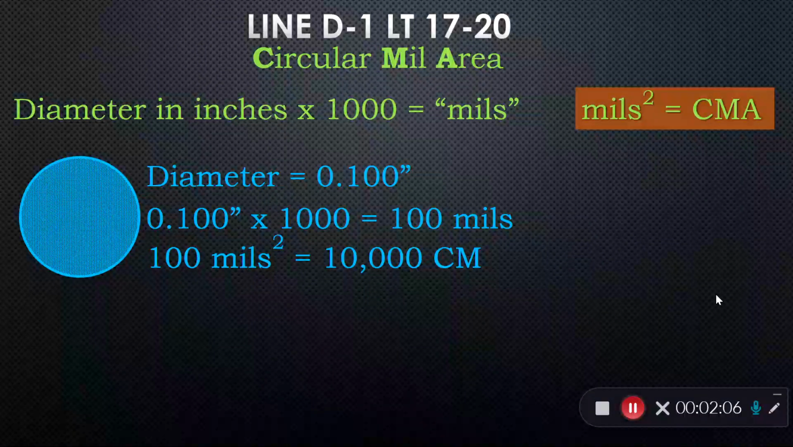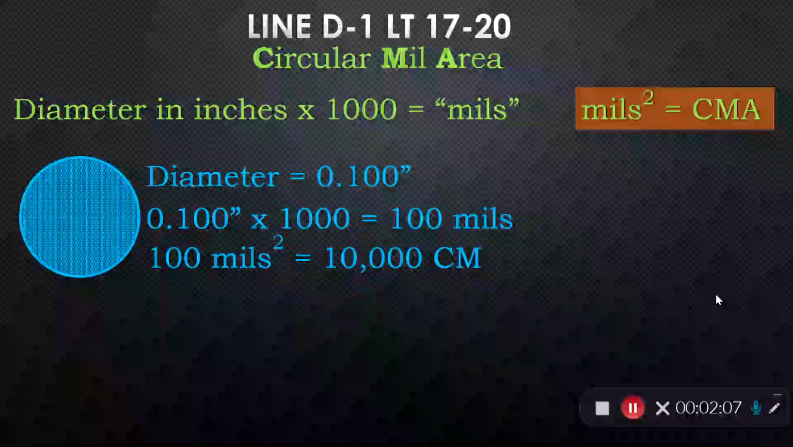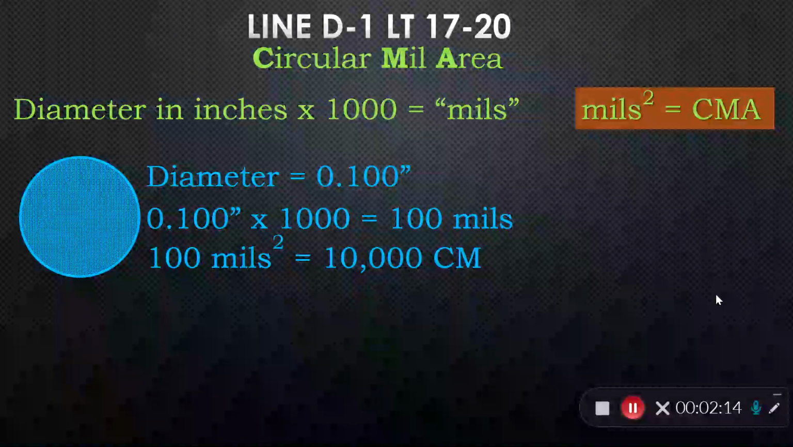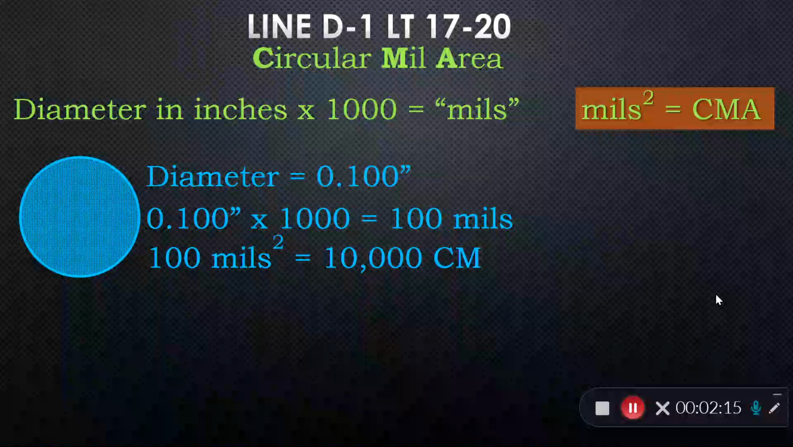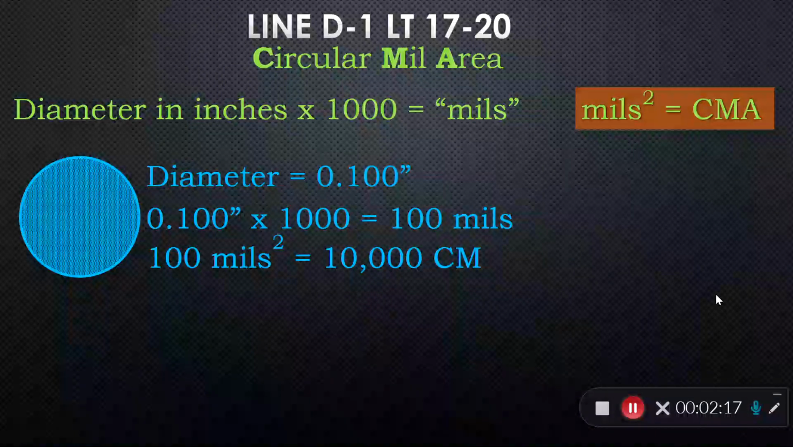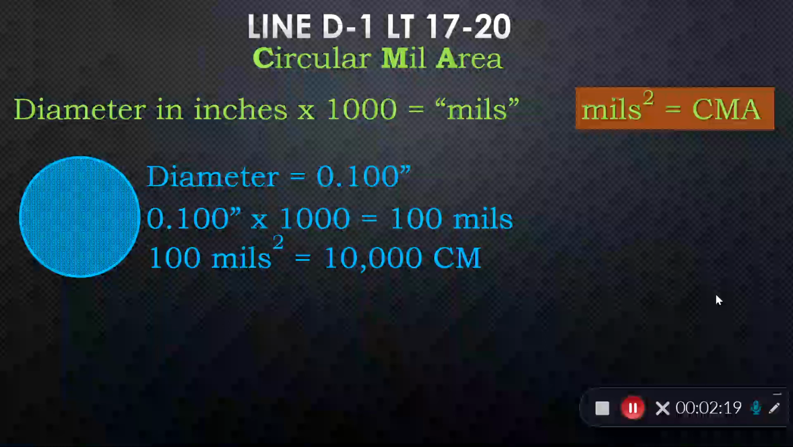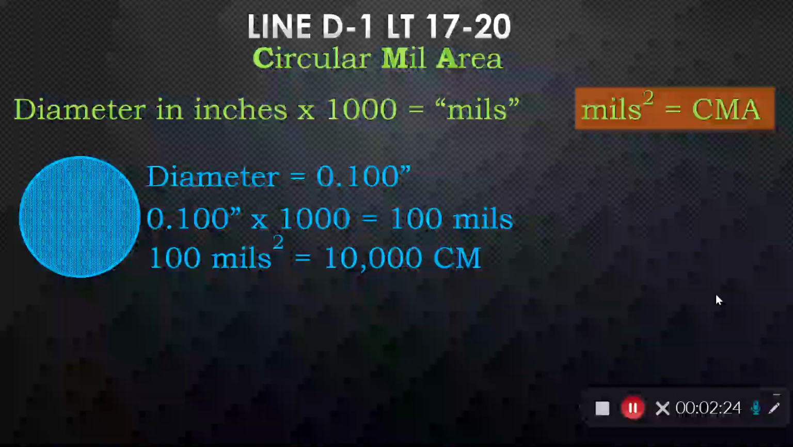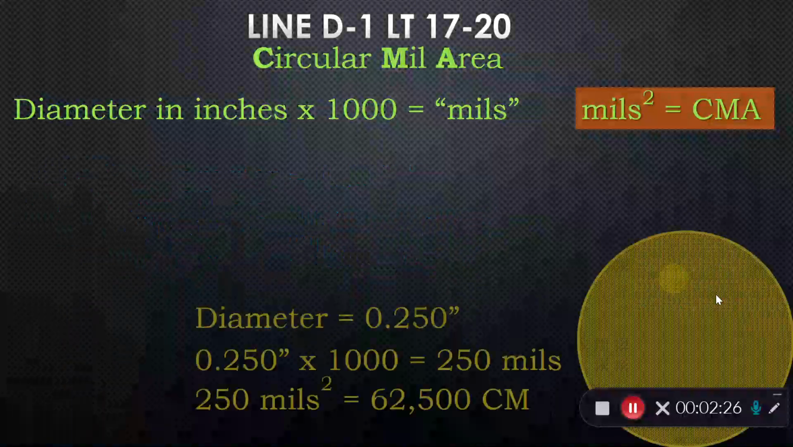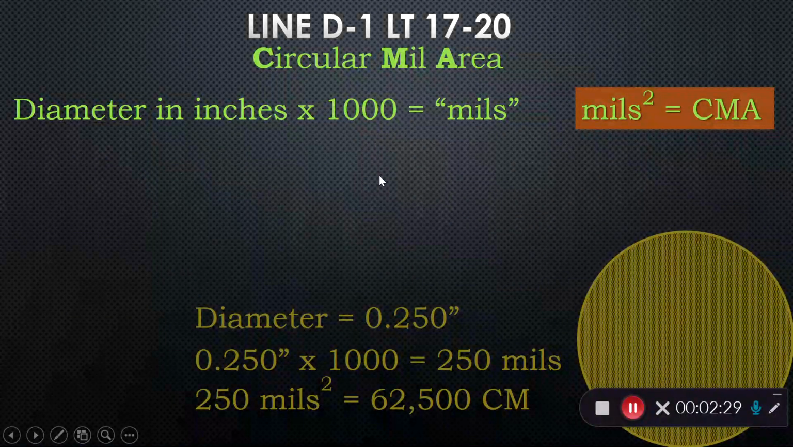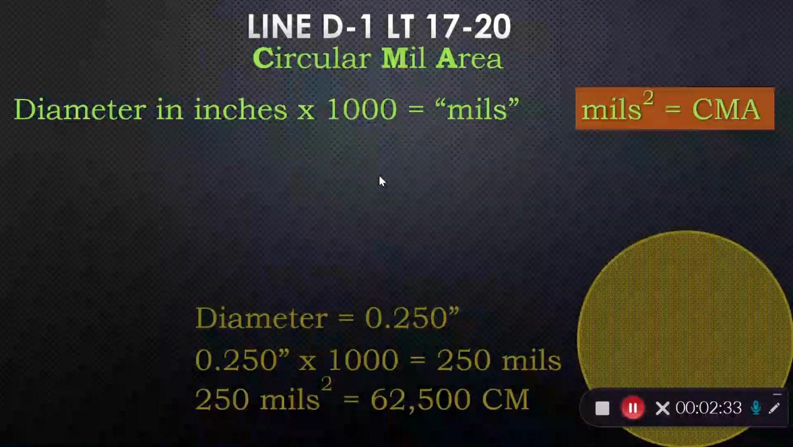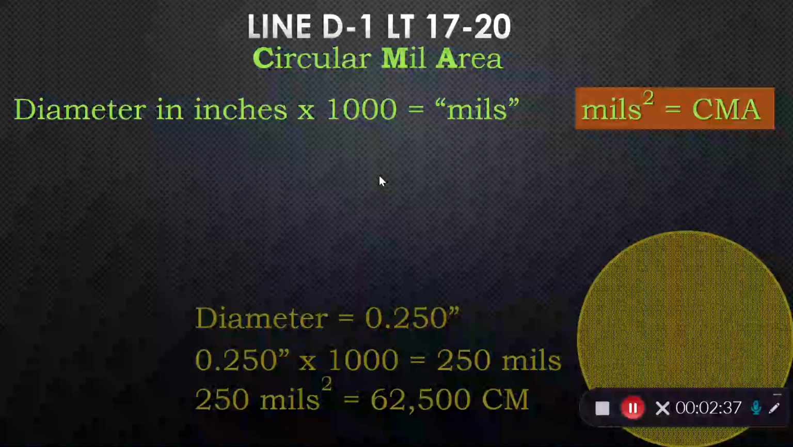So here's a diameter of 0.1 of an inch converted into CMA. We'd multiply it by 1,000 first to get into our mils, thousandths of inches, and square that mils to get our CMA, circular mil area, 10,000. And if the diameter is 0.25 of an inch, we would take the 0.25 times it by 1,000, get to 250 mils, square that to get our circular mil area.